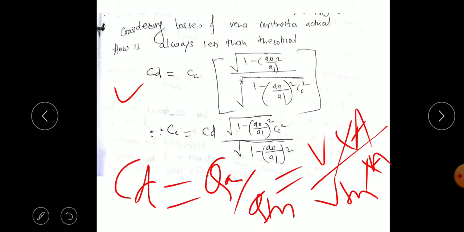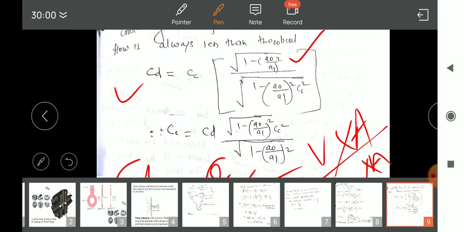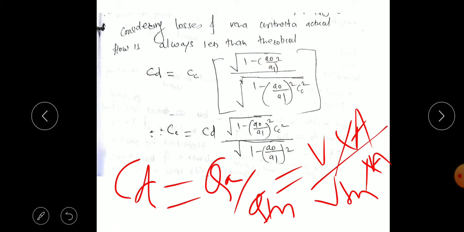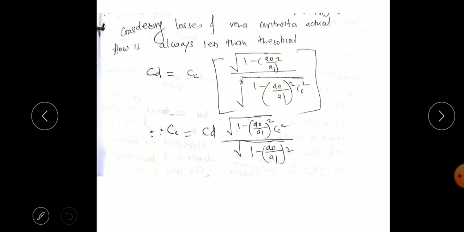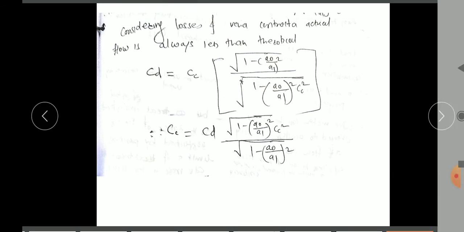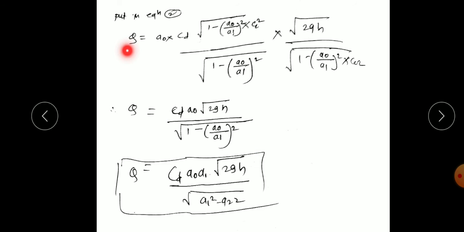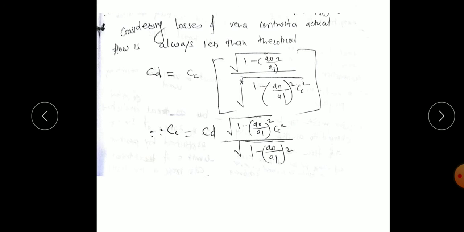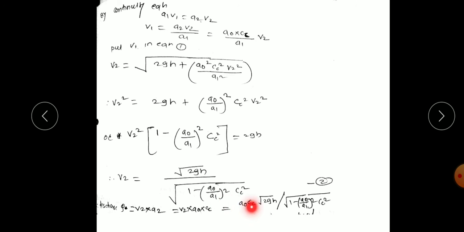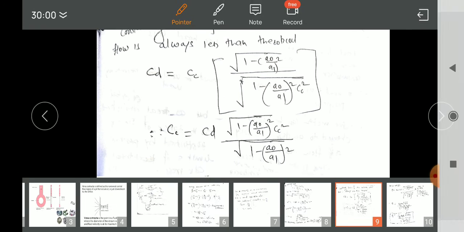This under root 2gh will be cancelled. So we get under root of 1 minus A1 square, that is actual V, and this is the theoretical V. Now we get Cc in terms of Cd. So putting again Q is equal to area into, that is we have considered Q is equal to A0 Cc under root of 2gh. This is a theoretical one.